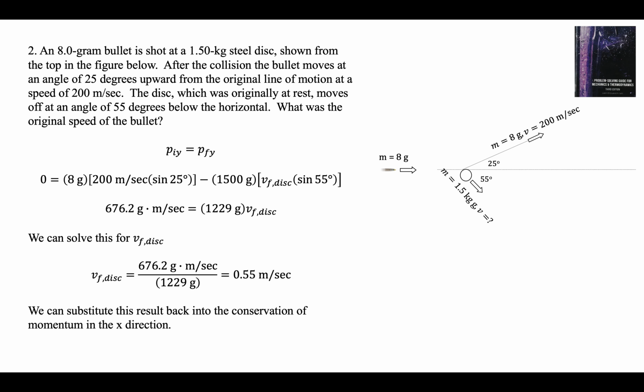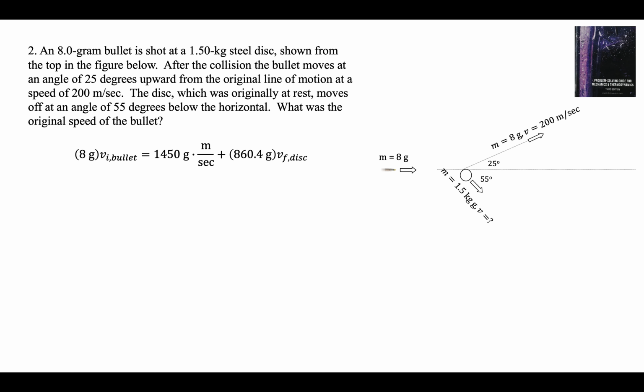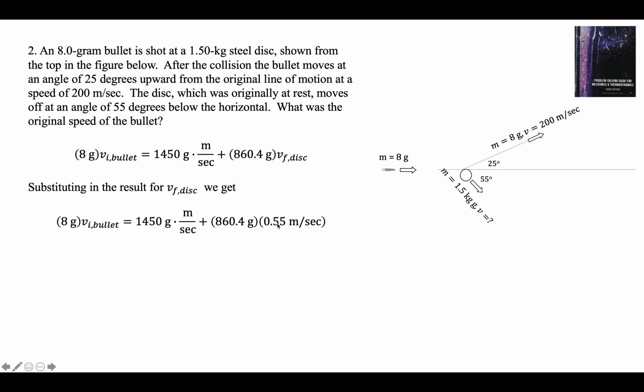We can substitute this back into the conservation of momentum in the x direction. So now we know what this is. It's 0.55 meters per second. We have the final momentum, so we can get the initial momentum in the x direction. Divide both sides by 8 grams, and we get 240 meters per second for the initial speed of the bullet.